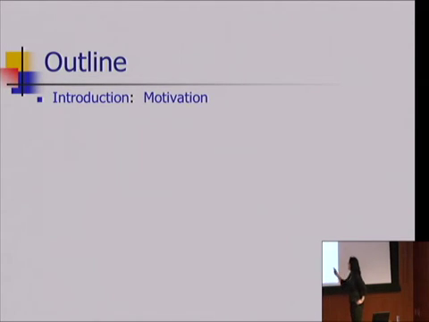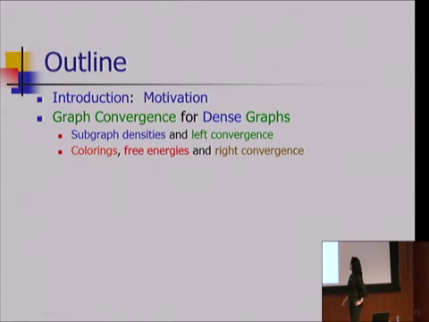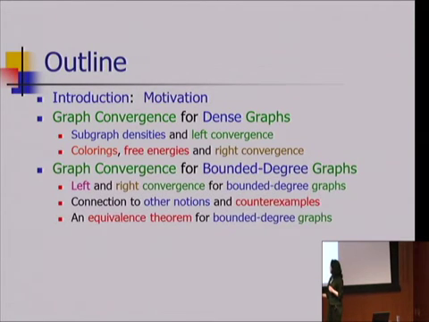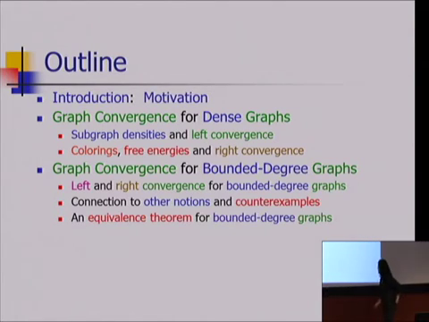So, okay, some motivation. Then I'll quickly go over some things that you heard from Lotzi on Monday and from Vera this morning on graph convergence for dense graphs. I'll just talk about the two main kinds, the left convergence and the right convergence. There were some others that you heard about. Then I'll talk about graph convergence for bounded degree graphs, which is much harder than for dense graphs in a lot of ways.